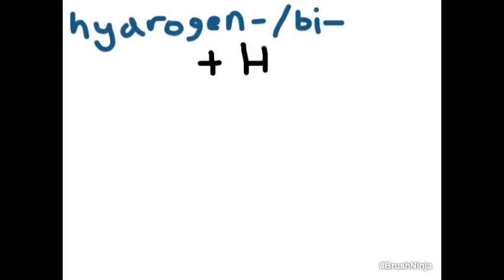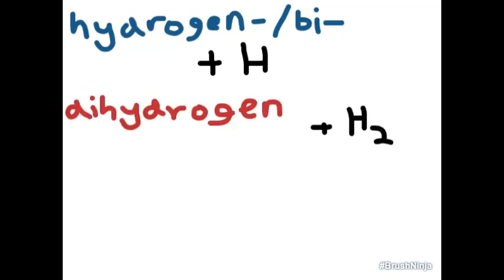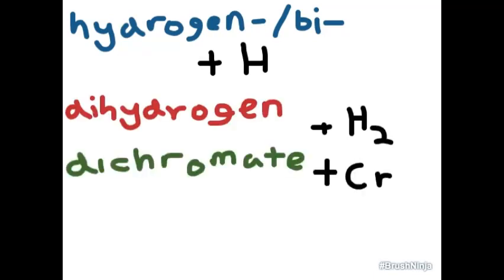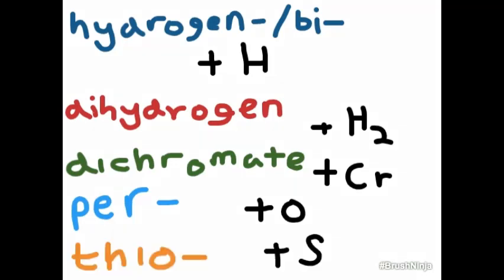Hydrogen, or bi, will add hydrogen to the front. Dihydrogen adds 2. Dichromate adds an extra chromate to the chromate already. Per adds oxygen like in peroxide or hydrogen peroxide. And finally, thio adds 1 sulfur to the compound.